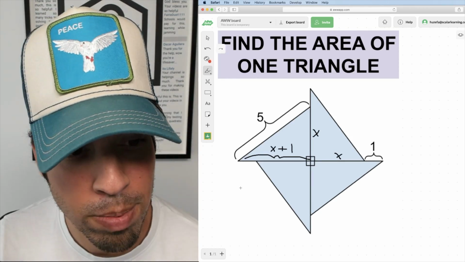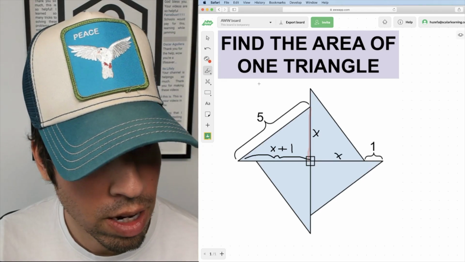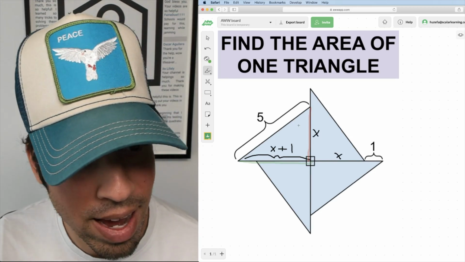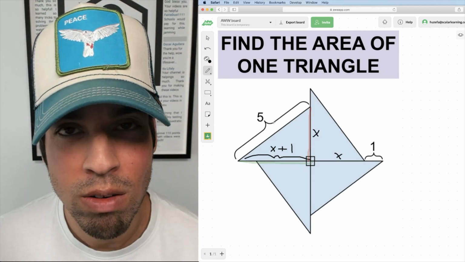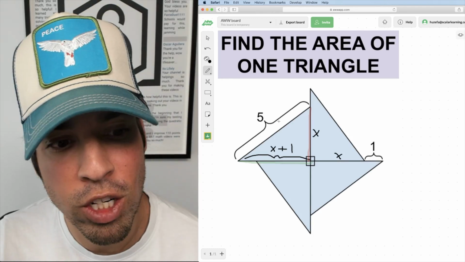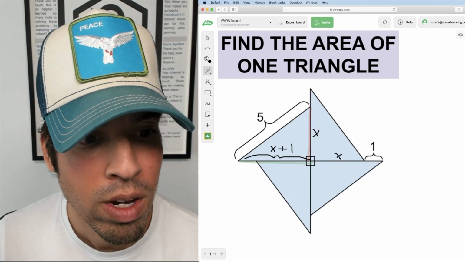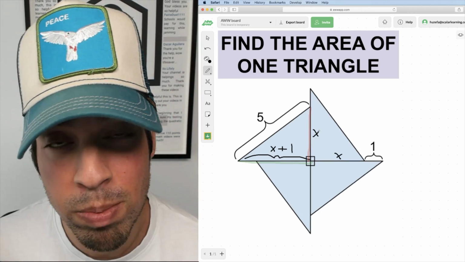Now I'm in a really good spot because I've got a representation of the short leg, which is this guy, and the long leg, which is this guy. So the short leg is going to be x, the long leg is going to be x plus 1. Now we're in that zone of right triangles, and whenever we're in a right triangle and trying to find side length, a really good bet is the Pythagorean theorem. So that's leg squared plus leg squared equals hypotenuse squared. a squared plus b squared equals c squared.